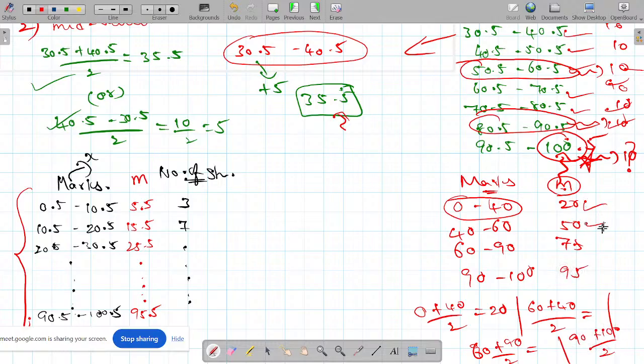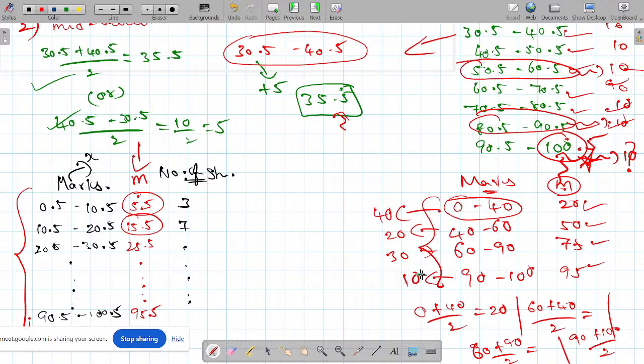See, the mid value will not be looking similar. Here, the mid value was similar, right? 5.5, 15.5. Why? Because all the class intervals were uniformly spread over. But what happened here? Here, what's my class interval range? What's the width of the class interval? Here, 40 points. Here, 20. Here, 30. Here, 10. It's not even. If this is not even, I cannot directly take the mid value as it is. I have to calculate for each and every class interval. It's quite an important one.